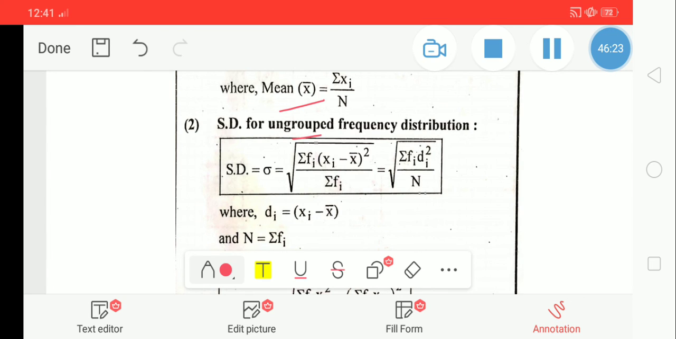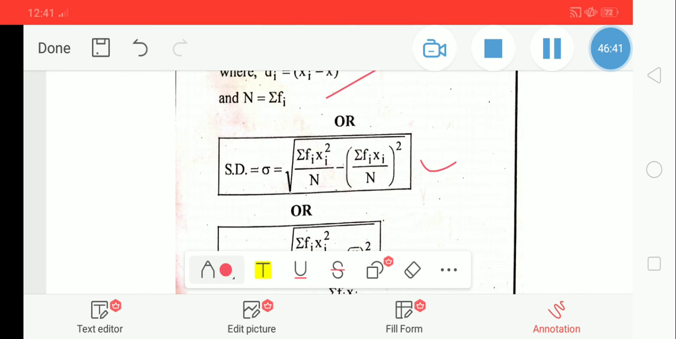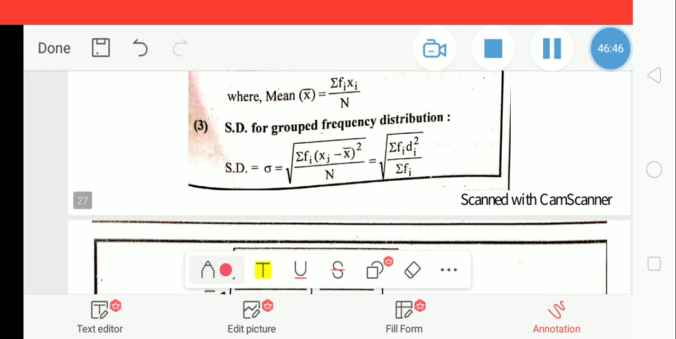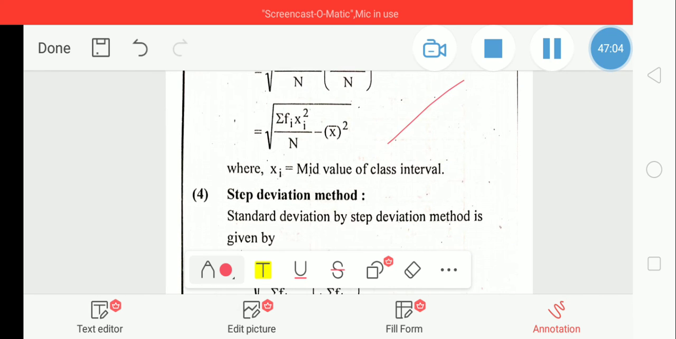And this is the standard deviation for ungrouped data, that is ungrouped frequency distribution. SD, standard deviation, is equal to sigma, the square root of summation of fi (xi minus x bar) square divided by summation of fi, and using this we write di square also. Now standard deviation for grouped frequency data: standard deviation is equal to sigma, the square root of summation of fi (xi minus x bar, the mean) whole square divided by n. That we write also.